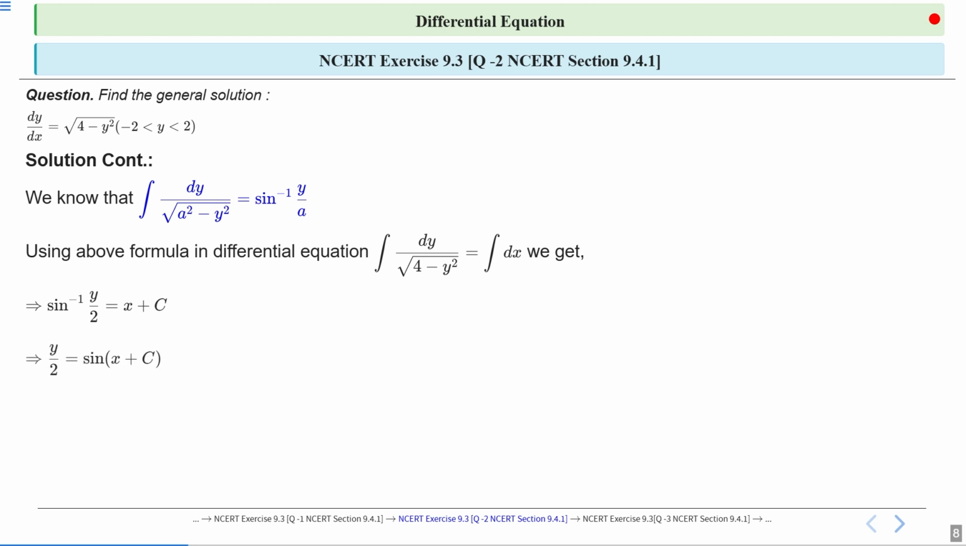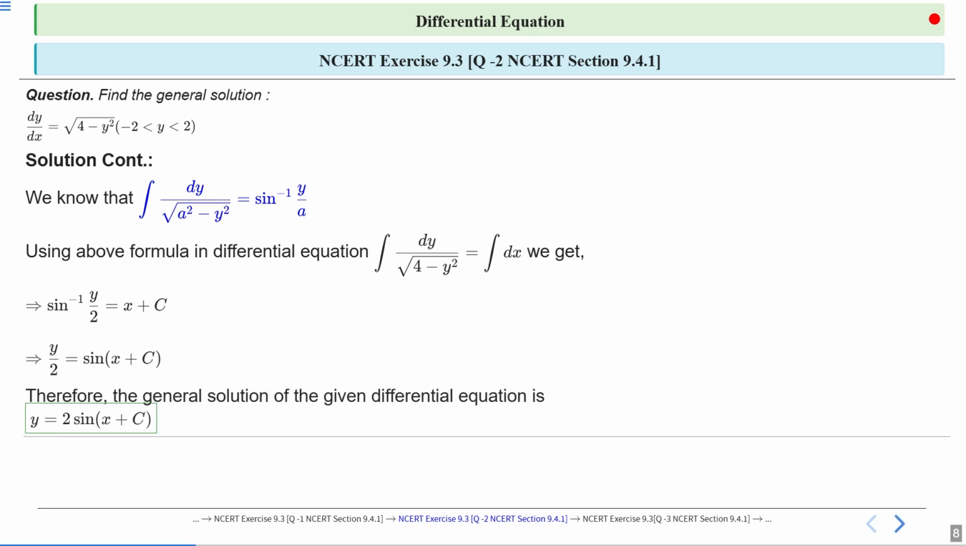So we get sine inverse y by 2 is equal to x plus c. Taking sine to the right hand side, y by 2 is equal to sine of x plus c. Therefore the general solution of the given differential equation is y is equal to 2 sine of x plus c. Clear?